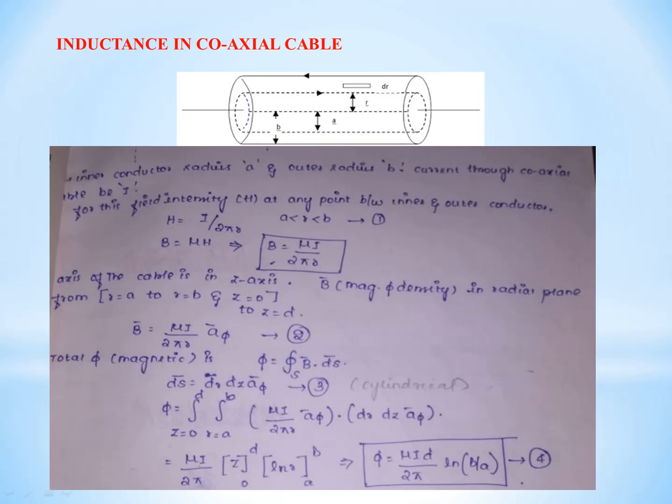Next, inductance in a coaxial cable. The inner radius is a and the outer radius is b. The current through the coaxial cable will be I. From this we are going to find the magnetic field and also the magnetic flux with limits a to b.